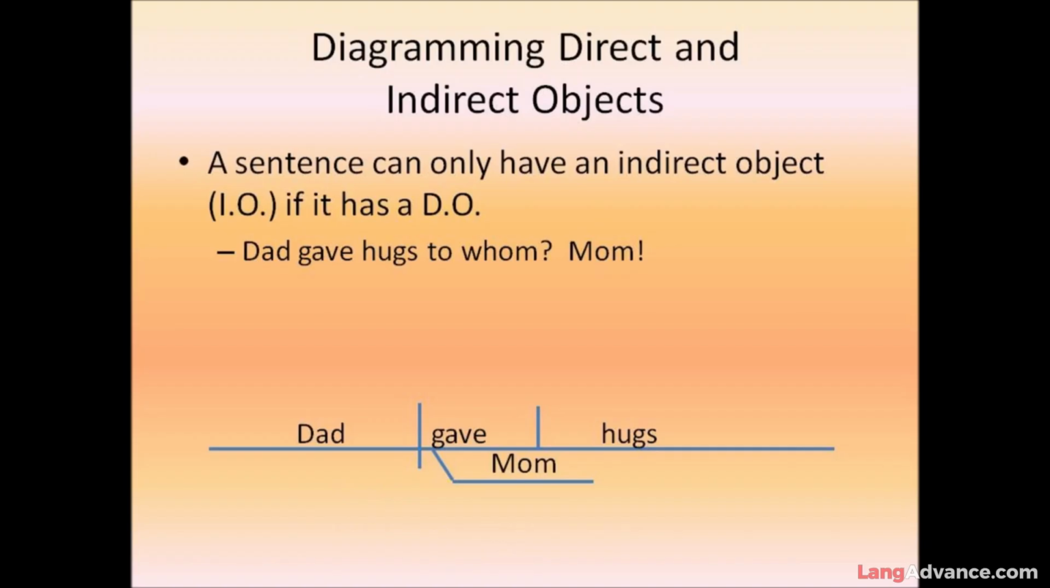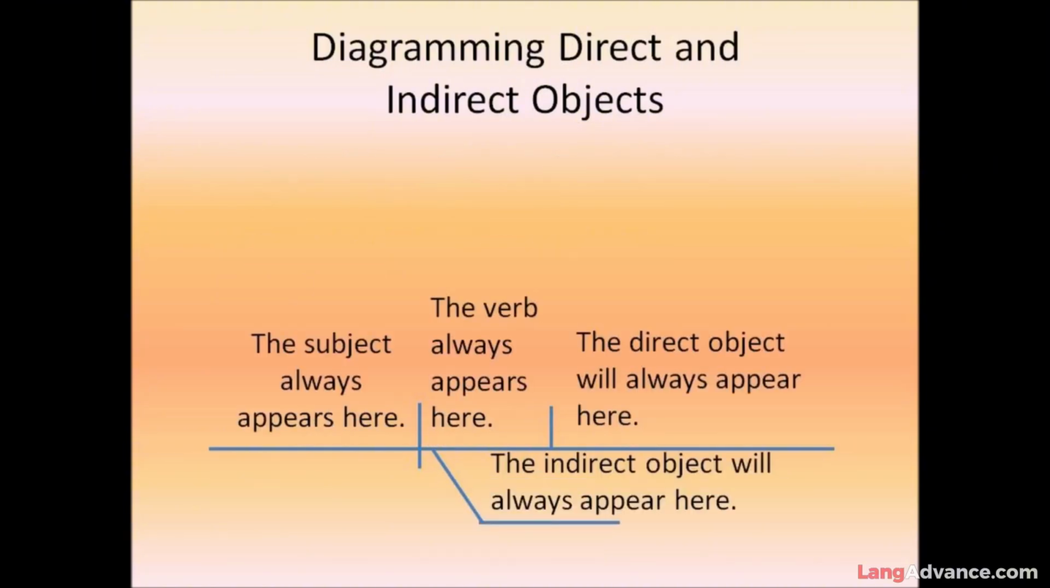Okay, so when you're diagramming direct and indirect objects, some things to keep in mind is that your subject always appears to the far left on the baseline. The verb is always in the center. Your direct object always ends the sentence on the baseline. Your indirect object always falls under the baseline, under the verb.